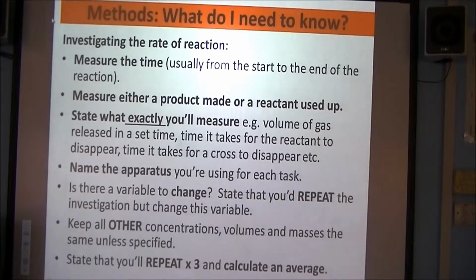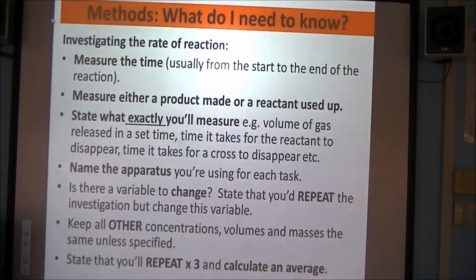In order to measure a rate of a reaction, like a speed, speed in physics is distance divided by time. We don't have a distance, we definitely have a time, but instead of the distance, we're looking at a product being made in the chemical reaction, or one of the reactants being used up. So you'll need to talk about what are you going to measure and how are you going to measure it. You must make sure you state exactly what it is that you are going to be measuring in that experiment.